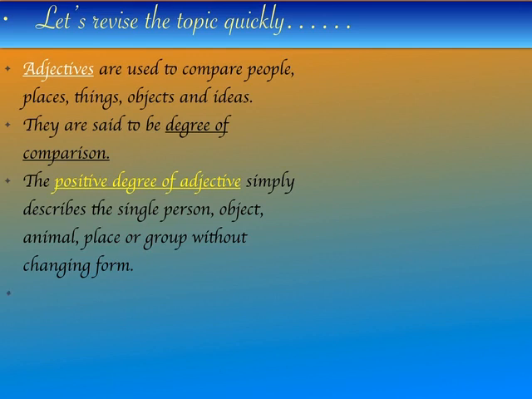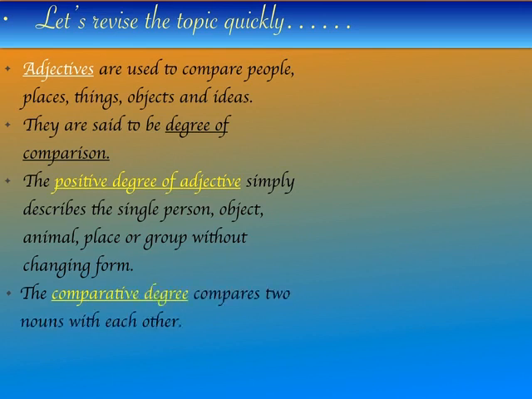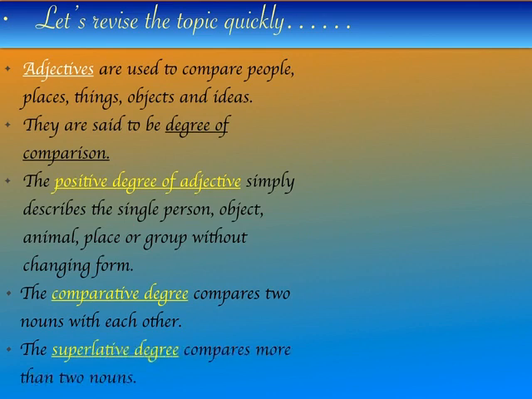Now let's see the other one, the comparative degree. The comparative degree compares two nouns with each other. So, comparative degree is the degree of adjective in which we compare two persons or two things. And the last one is superlative degree. The superlative degree compares more than two nouns. So superlative degree is used when we are comparing more than two persons or things.